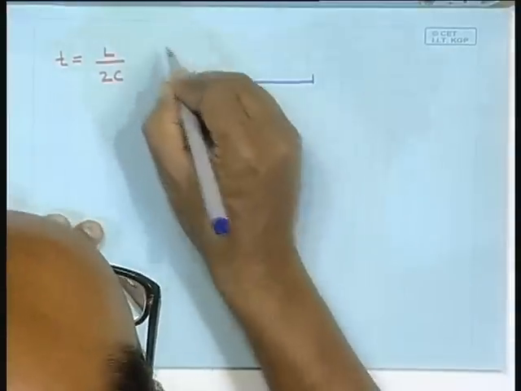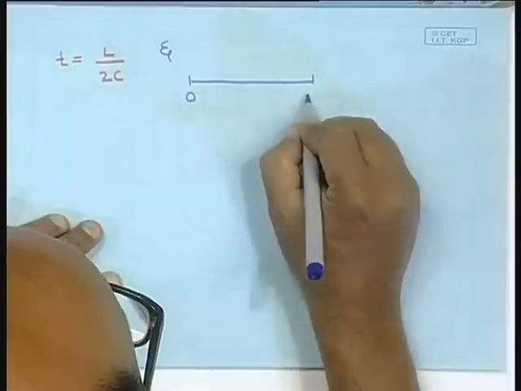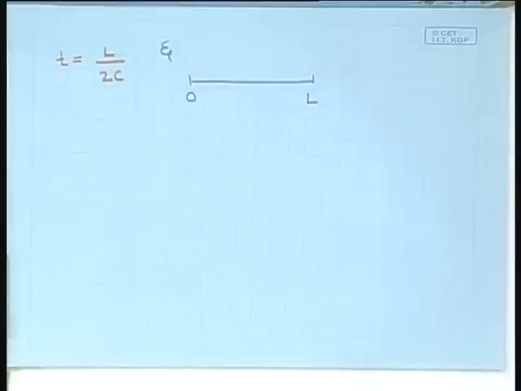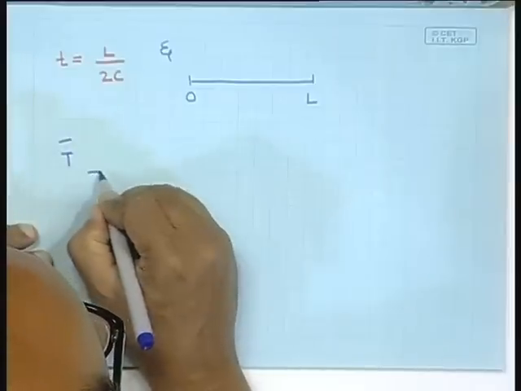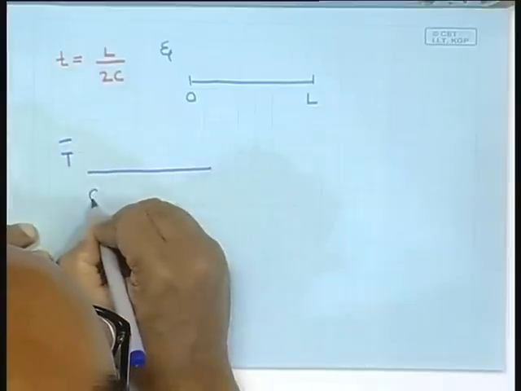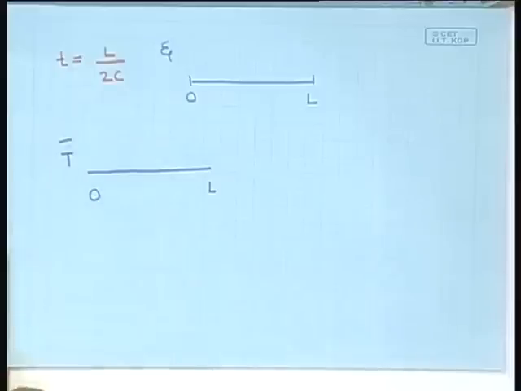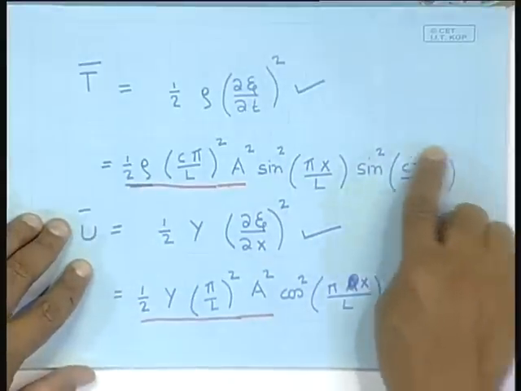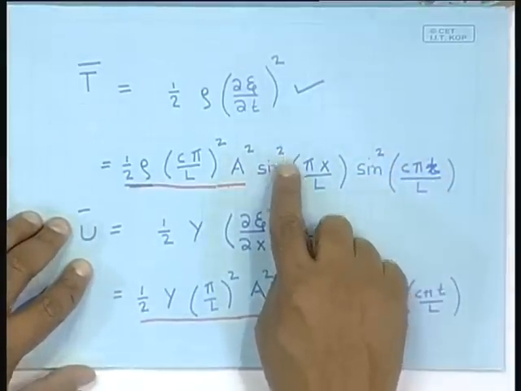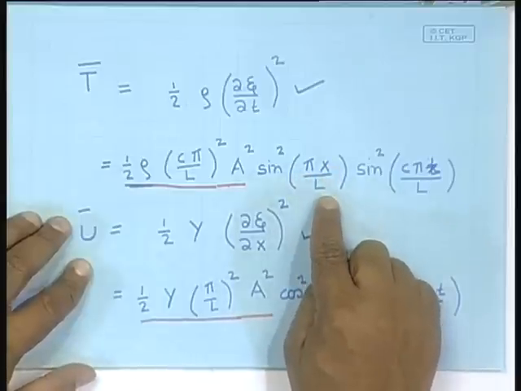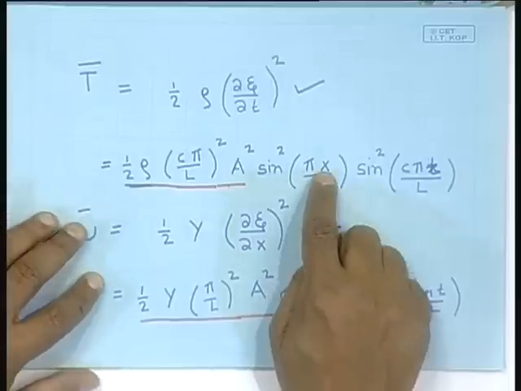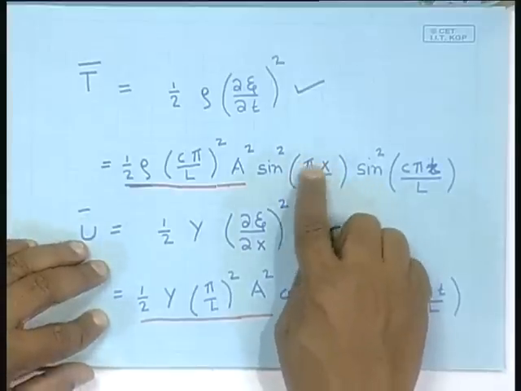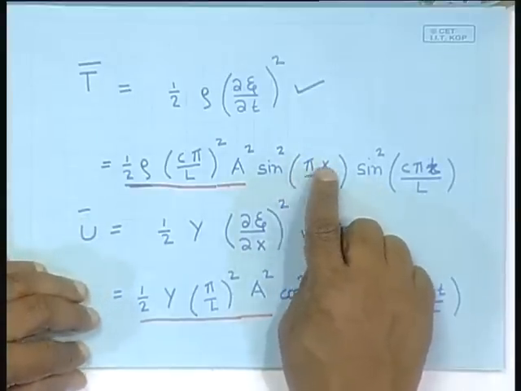So, the displacement xi is 0 everywhere, and the kinetic energy per unit volume at that instant, this term is 1. So, what we have now is sine square pi x by L. Sine square pi x by L has a maxima when x is equal to L by 2, the argument becomes pi by 2. It has minima when x is equal to 0 or x is equal to L.